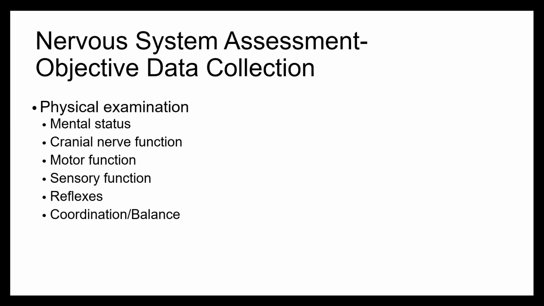As we move on to the objective data collection, or our physical examination portion, here we're going to look at 6 different components of the physical assessment of the neurological system. The physical exam includes a mental status examination, the assessment of cranial nerve function, the assessment of the patient's motor function and sensory function, assessment of their reflexes, and then assessment of their coordination and balance. So as we move through the next few slides, we're going to look at each of these in detail.